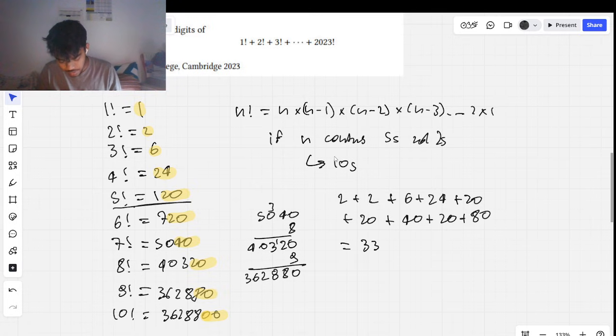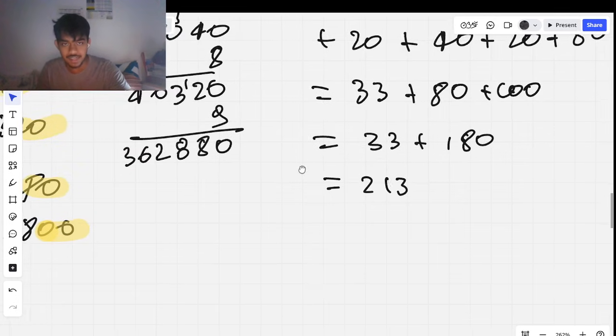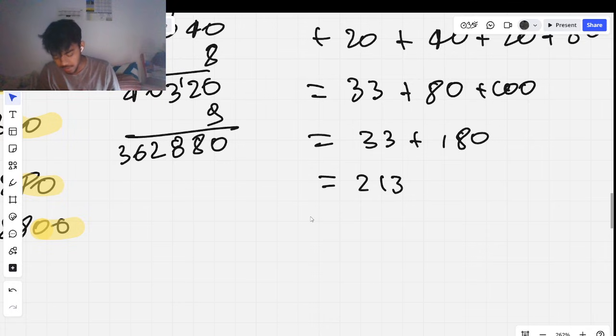This is 33 plus 80 plus 100. This is 121, 111, nope, plus 180 is equal to 213. And this means that the last two digits of 1 factorial plus 2 factorial plus 3 factorial all the way to 2023 factorial is going to be 13, the last two digits.